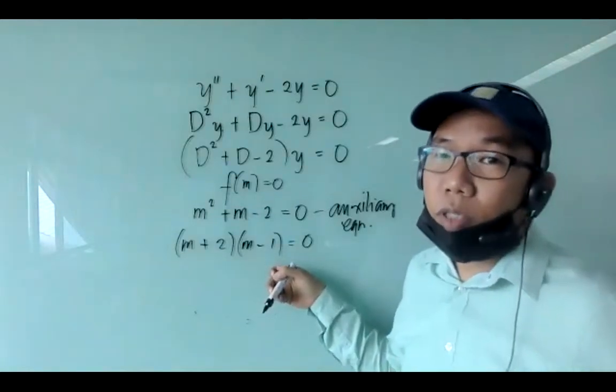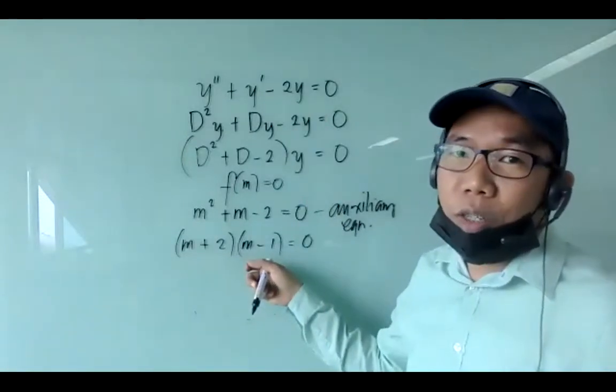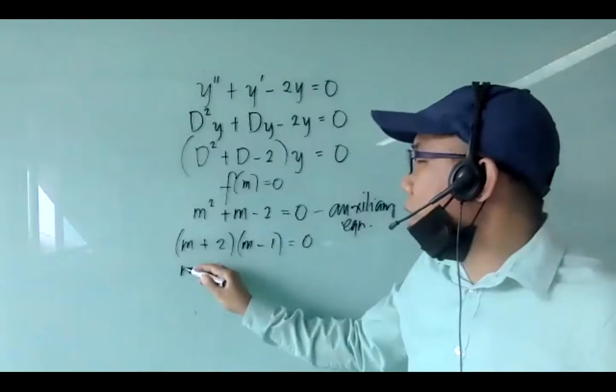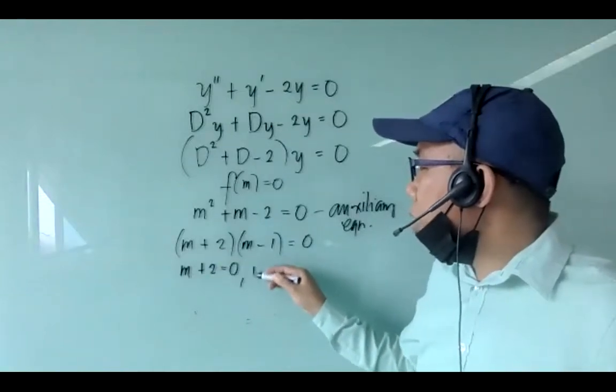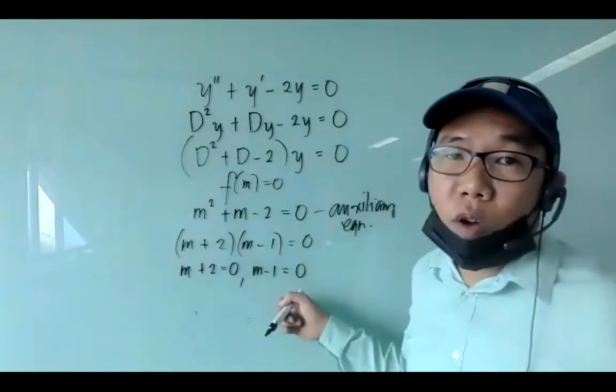Okay? Tandaan na, walang integration dito na nagaganap. We are just factoring itong ating auxiliary equation. Okay? So, ito yung ating first na factor. M plus 2 is equal to 0. And the other one, m minus 1 equal to 0. Equate mo lang sa 0 pareho para makuha mo yung roots.